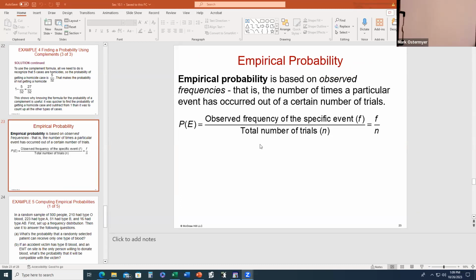All right. The other way of computing probabilities, ladies and gentlemen, is called the empirical probability rule. It's based on observed frequencies of what has happened in the past. That is, the number of times a particular event has occurred out of a certain number of trials. This is how we would use this model to compute probabilities. The probability of some event E occurring would be equal to the observed number of times an event E has occurred in the past divided by the total number of trials we conducted the experiment. Okay.